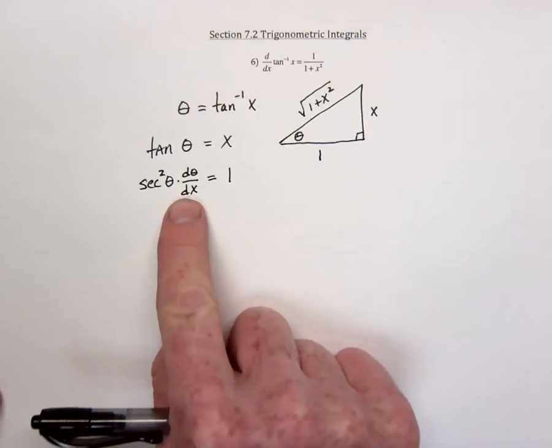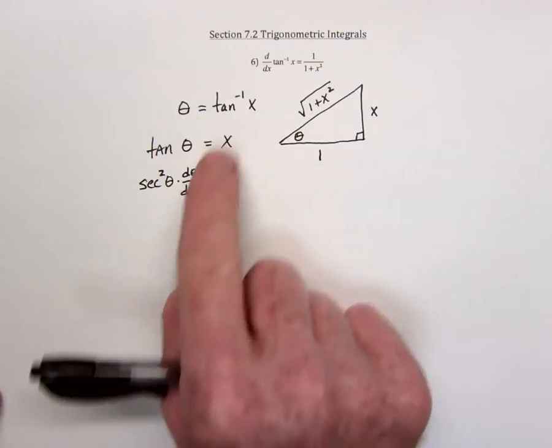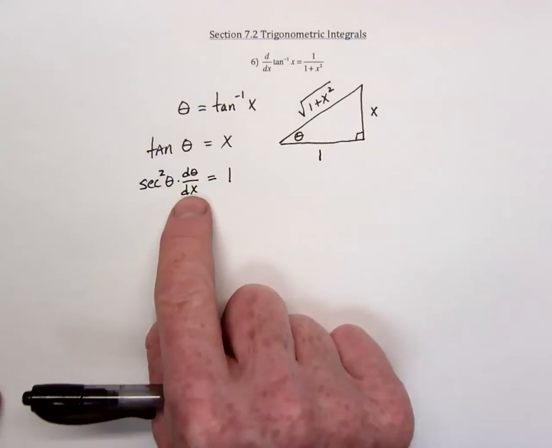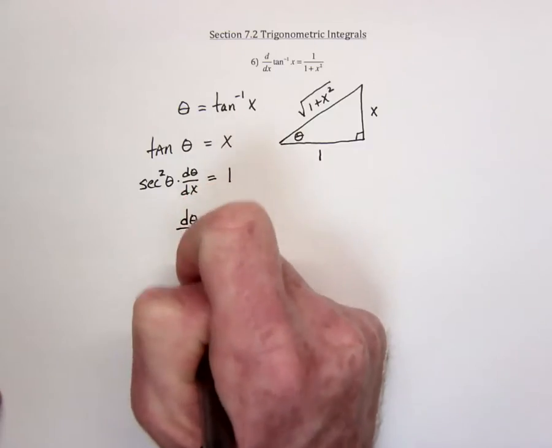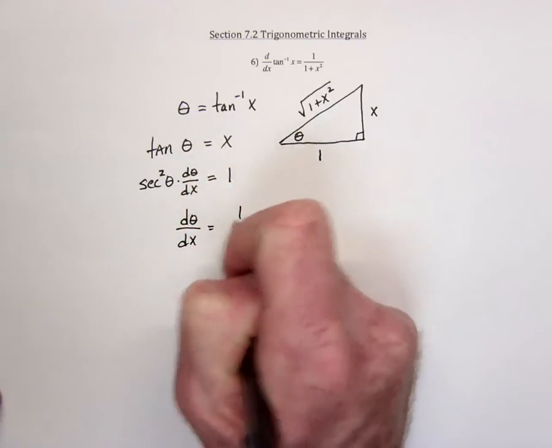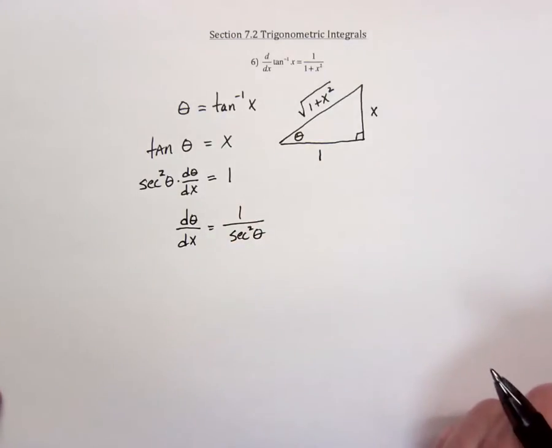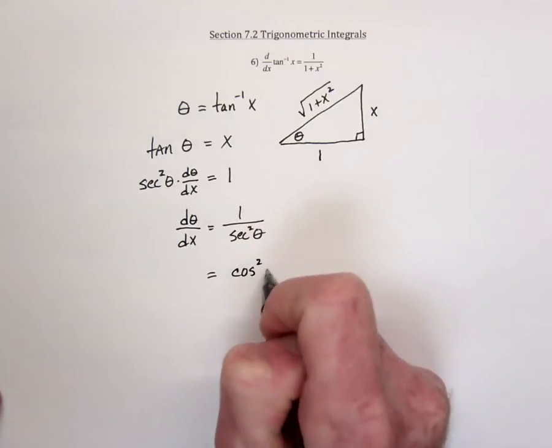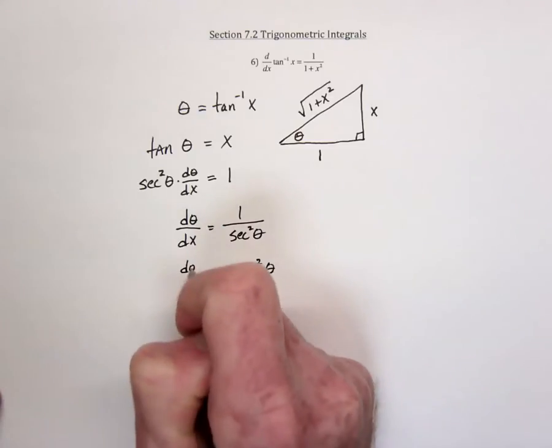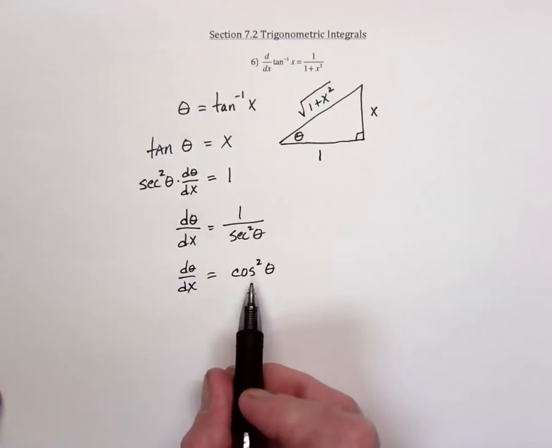Well, notice d theta dx, that's saying the derivative of theta, since theta is equal to tangent inverse, that's saying the derivative of tangent inverse. So in other words, we need to solve for this. So divide both sides. It's going to be 1 over secant squared. Since 1 over secant is cosine, this is really cosine squared. So the left-hand side is saying take the derivative of tangent inverse, and you get cosine squared.